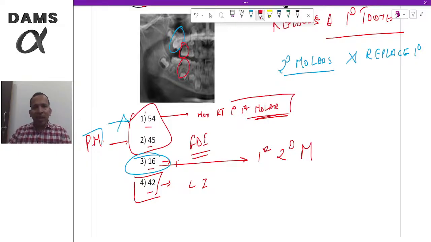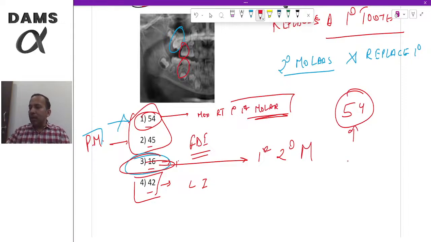Now we still have the same options, isn't it? 5-4, 4-5, 1-6 and 4-2. And 1-6, as we have already established, is a non-successor tooth, isn't it? What about 5-4? The primary first molar, or for that matter any primary tooth, are they successors? Again, just like the permanent molars, they are not successors, right? They are primary teeth. They are not successors, isn't it?